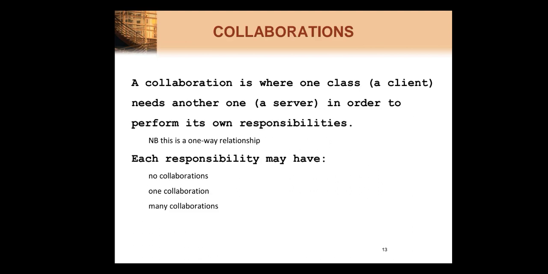Now, what is a collaboration? We have understood how to find the class, and how to identify the responsibility, how to identify the functions of that class based on the attributes. Now, the next thing is the collaboration. So, collaboration is where one class needs another class in order to perform its responsibility, that is a client and server. We can say which type of operation that class is performing on the client machine and which type of operation is performing on the server.